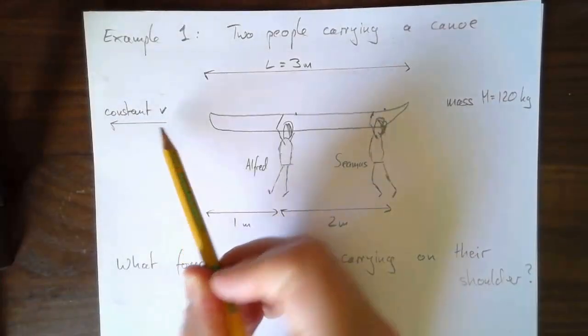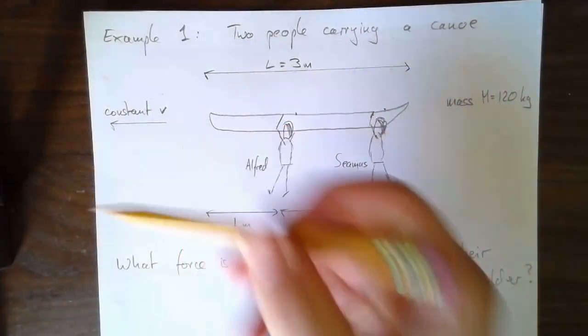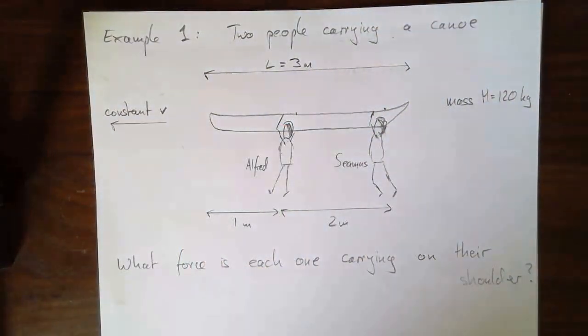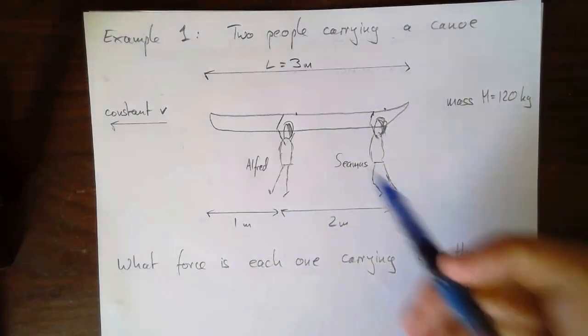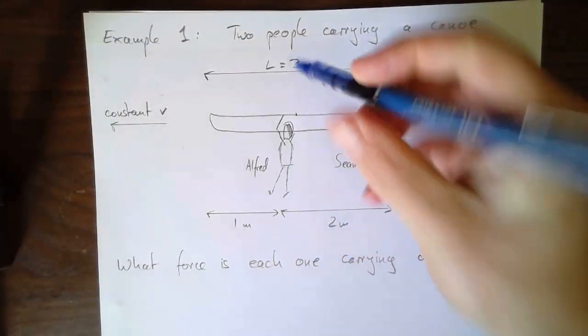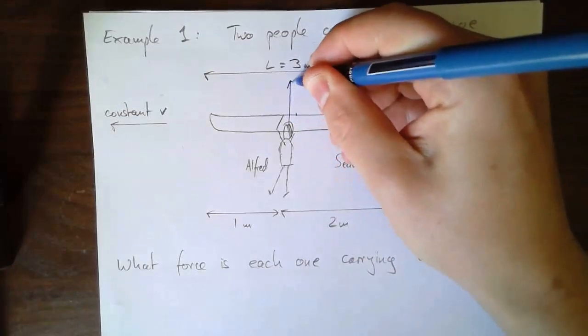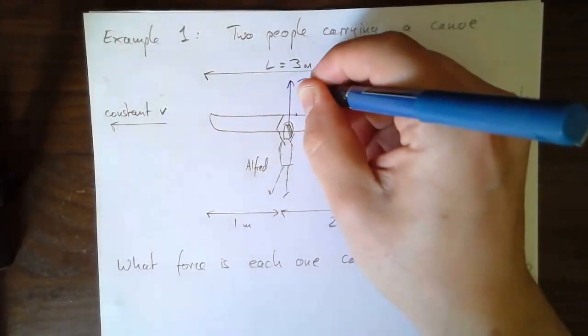So we're assuming they're going at a constant velocity this way, no acceleration. So it's mechanical equilibrium. Okay, so what do we have to work with? Well, we want to figure out what forces are acting in the first place. So let's do that. This is fairly straightforward here. Alfred is pushing up. There's a normal force here. That's Alfred's force.